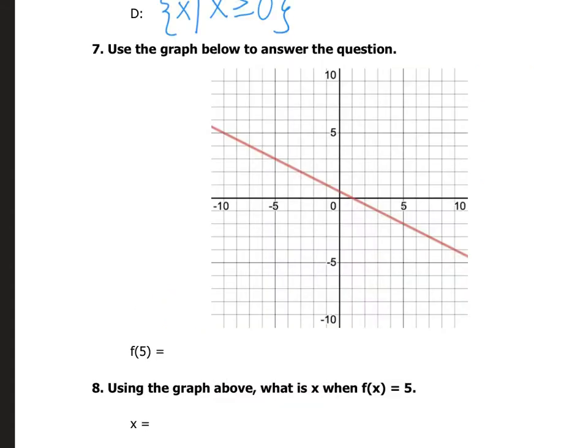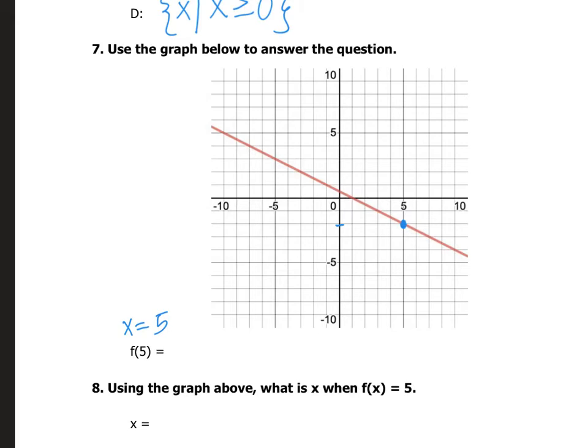Now we're at number 7. And number 7 gives us a function on the graph and is asking for f of 5. So that means when x equals 5, our answer is going to be whatever the y value is. So we need to look at when x is 5. Here is my x-axis, which is horizontal, and here is 5. And when I go down, that's where I hit my function. And so I can realize that this would be -2.